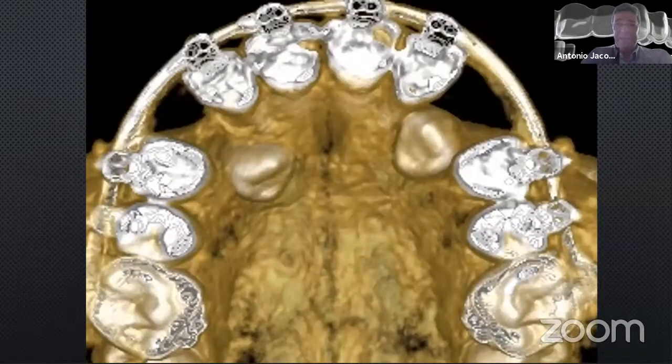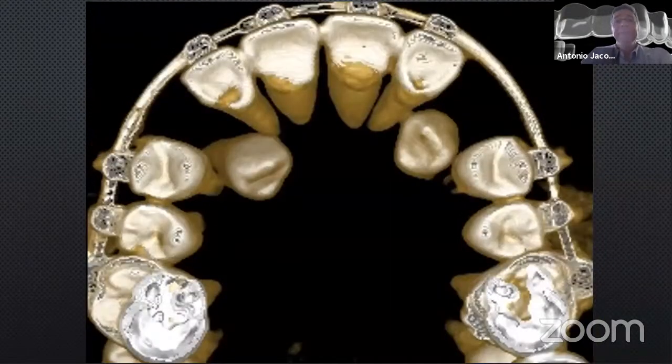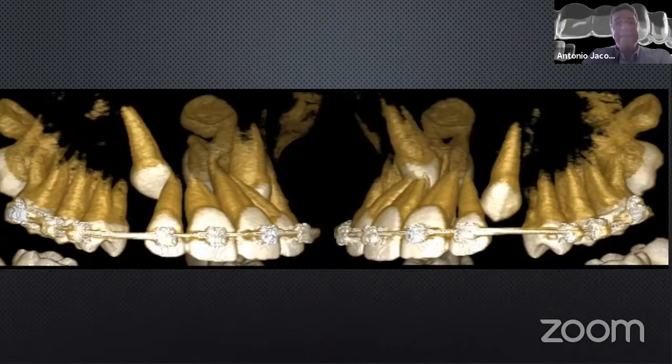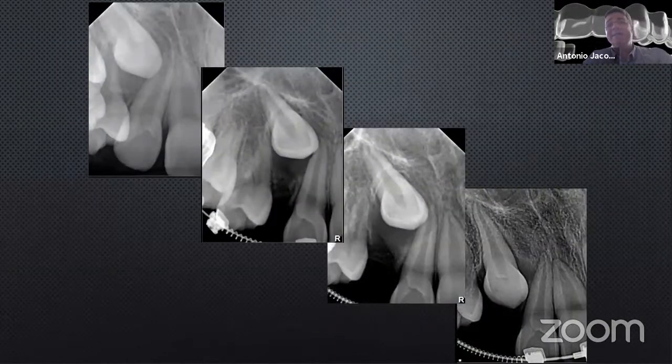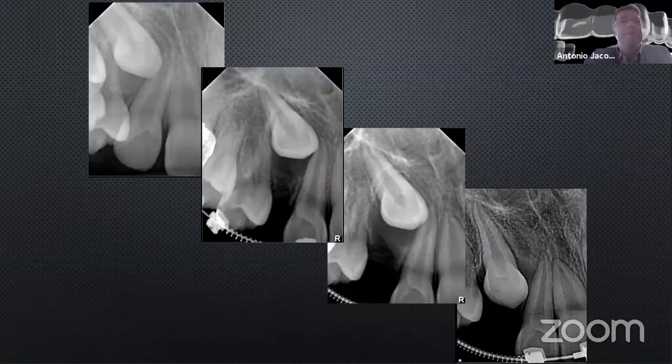And then I made another CT scan to see where the canine was, and on the right side it was on the palatal side, on the left side also. And then we just wait a little bit more and try to understand if the canine is coming through passively. So you can see on the upper image, on the X-ray, that the canine was almost touching the root of the premolar.